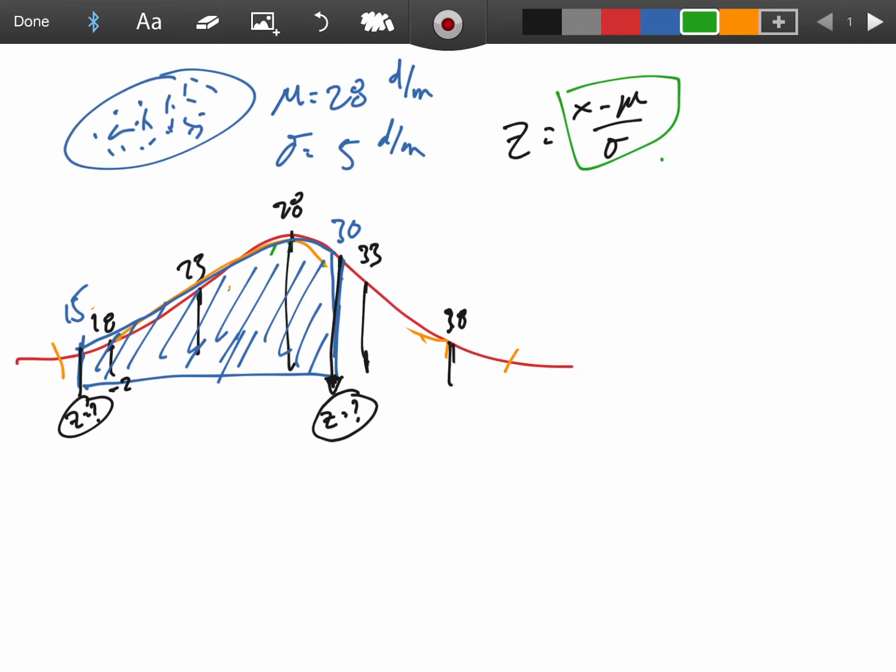So let's calculate these. This first one is going to be 30 minus 28 divided by 5. And over here, this is going to be 15 minus 28 divided by 5. Okay, get our trusty calculator out and run these numbers really fast.